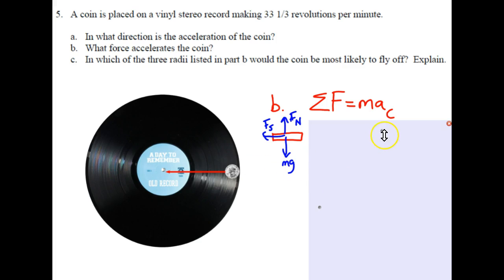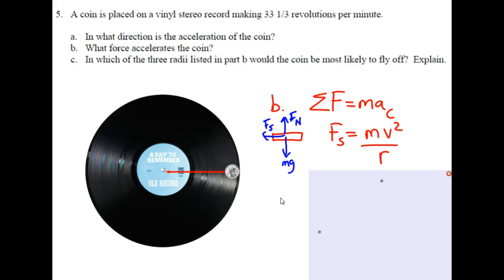So we can see that the force keeping the coin on the record, and the only force supplying the centripetal acceleration, is the static friction. So Fs equals mv squared over r. So the answer to B is the static friction between the coin and the record.